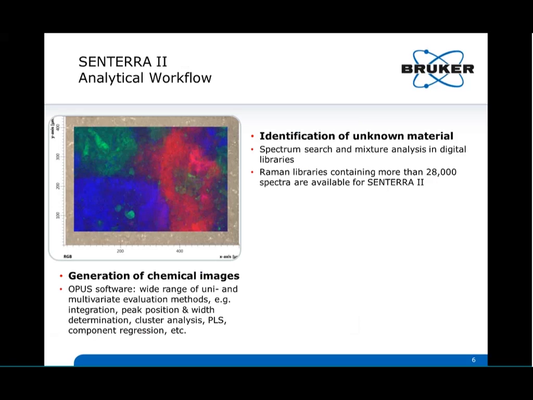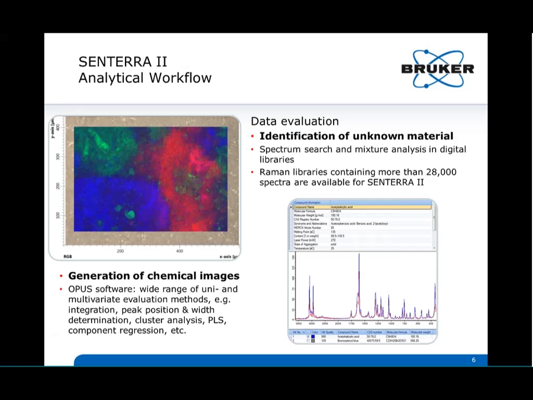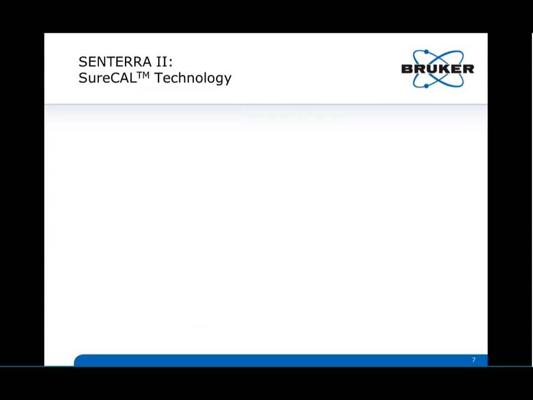The next step may be the use of libraries for the SENTERRA II. More than 2,800 spectra are available for spectral identification. And let's have a look at the SureCal technology.